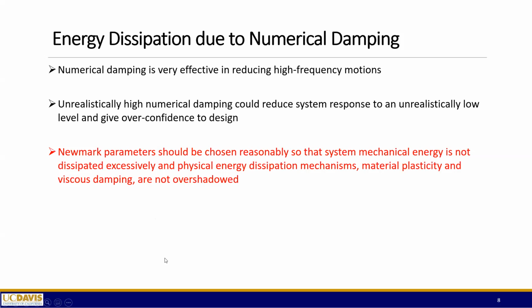So therefore, the Newmark parameters should be chosen reasonably so that the system mechanical energy is not dissipated excessively. And also the physical energy dissipation mechanisms, those two that we talked about earlier, the material plasticity and the viscous damping, should not be overshadowed by numerical damping.